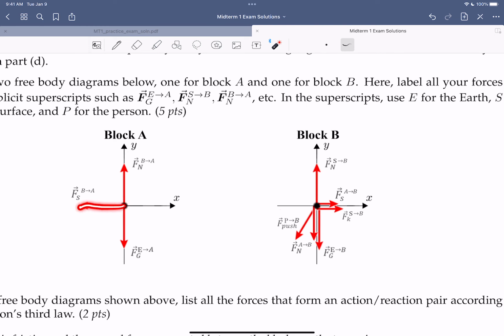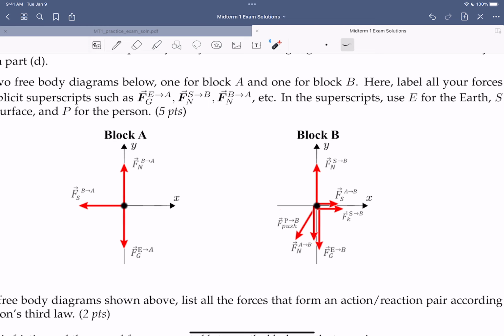So block A feels the grippiness from block B on it. So like that would be like the tires feeling the grippiness of the road. And then at the same time, block B feels the grippiness of the tire on itself, or tire on the road, right? So like block B feels the grippiness of A on itself. So both of them are feeling a grippiness force from each other.